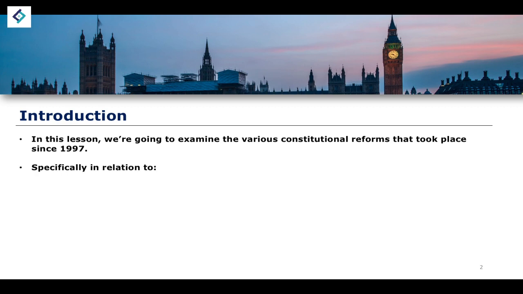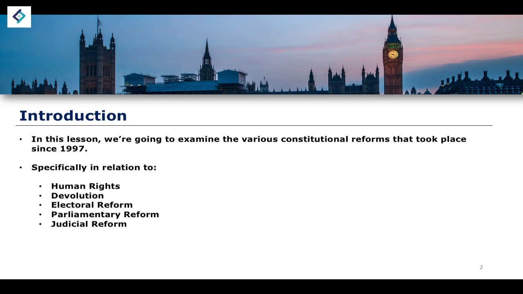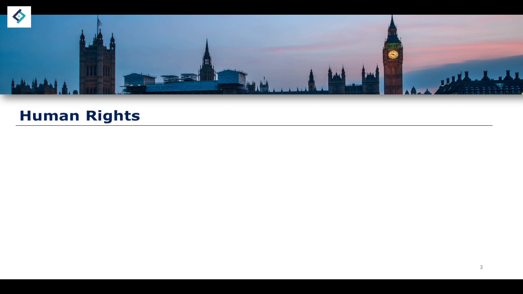So we're going to talk, in the following order, about constitutional reform with specificity relating to human rights, devolution, electoral reform, parliamentary reform, judicial reform, and then we will finish by talking about arguably the most important major constitutional reform since New Labour, which is, of course, the impact of Brexit and the leaving of the European Union. So, how has human rights been developed and changed and reformed since 1997?